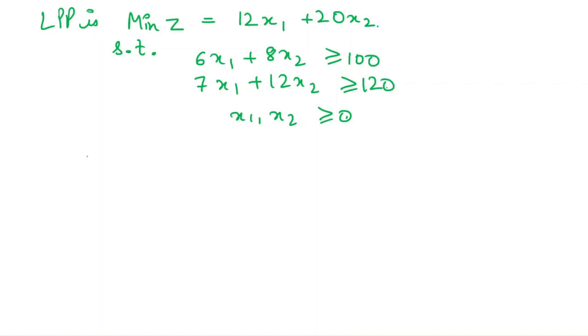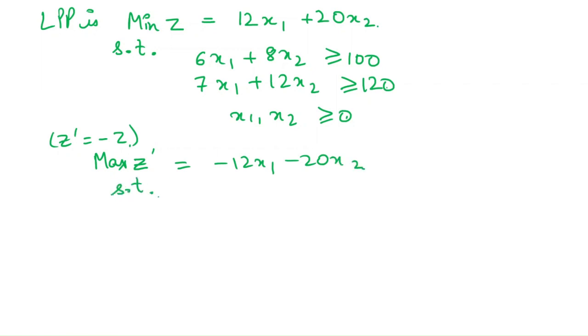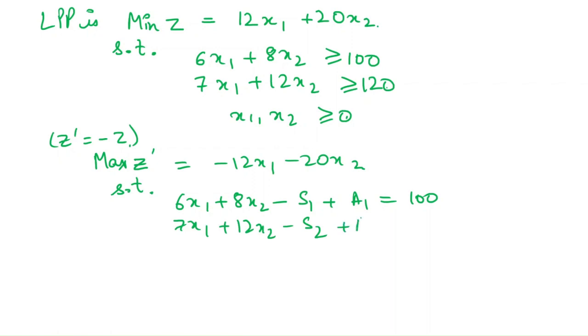So let us convert it into the maximization type first of all. So this would be maximize Z dash, where Z dash is minus of Z. So this would be minus 12x1 minus 20x2, subject to the constraints. 6x1 plus 8x2 minus S1 plus A1 equal to 100. 7x1 plus 12x2 minus S2 plus A2 equal to 120. So both S1 and S2 are the surplus variables.